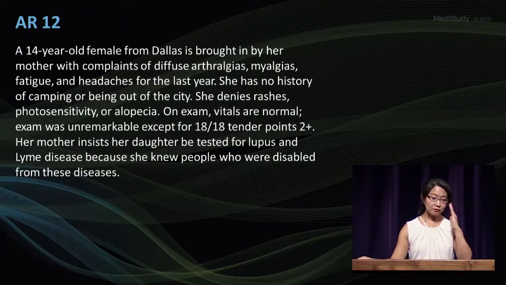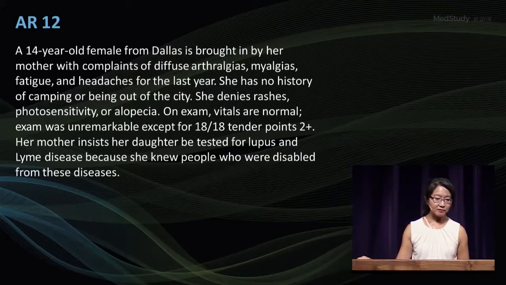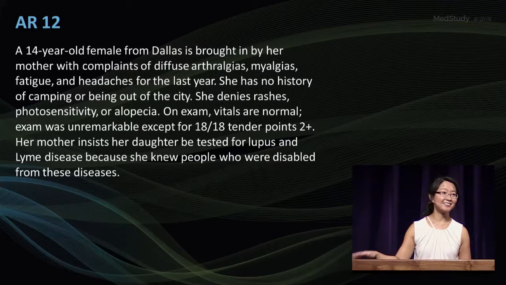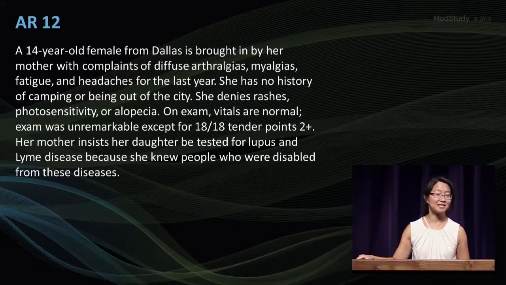All right, 14-year-old female was brought in by her mother for complaints of diffuse arthralgias, myalgias, fatigue, and headaches for the last year. She has no history of camping or being out in the city. She denies rashes, photosensitivity, or alopecia. On exam, vitals are normal. Exam was unremarkable except for 18 out of 18 tender points. Her mother insists her daughter be tested for lupus and Lyme disease because she knew people who were disabled from these diseases. Now, all these case scenarios that I give you, they're actually real patients of mine.